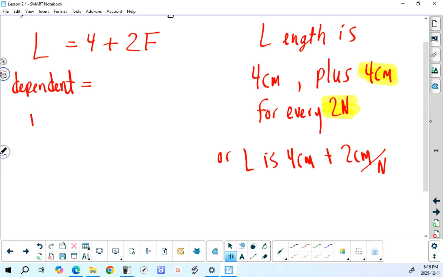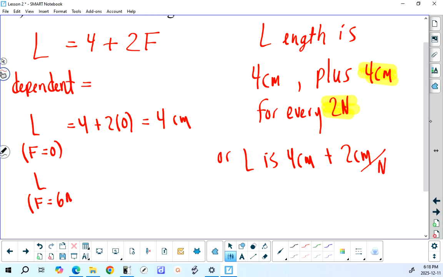If I figure out the length when the force is 0, I get 4 plus 2 times 0. And that gives me 4 centimeters. If I figure out the length when the force is, I don't know, let's go 6 newtons, I will get 4 plus 2 times 6. 2 times 6 is 12. 12 plus 4 is 16. So when it's 6 newtons, it's 16 centimeters.